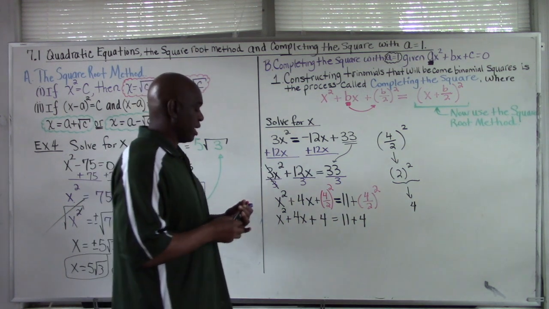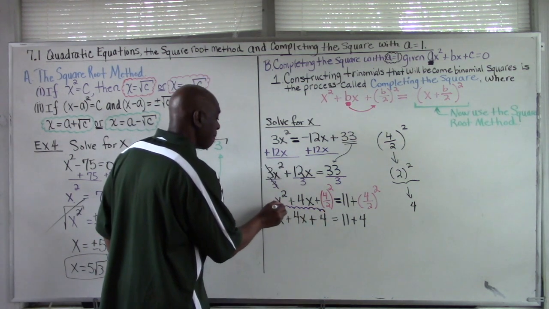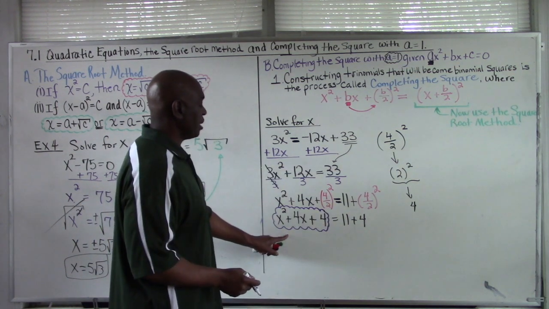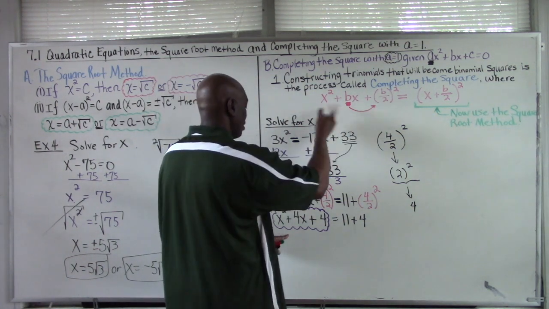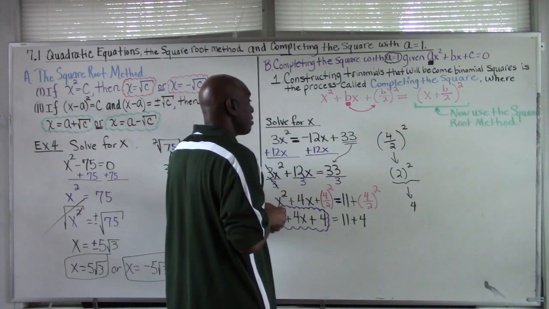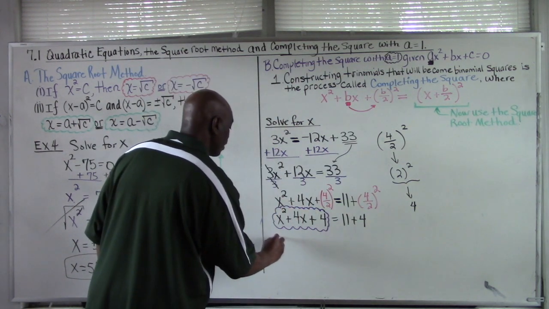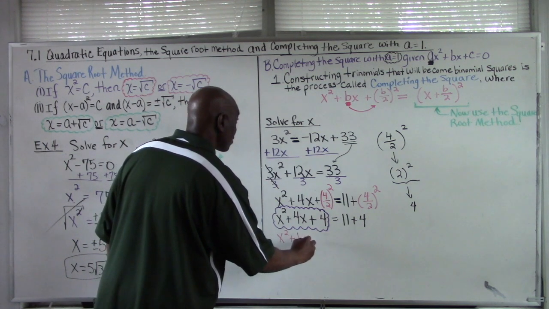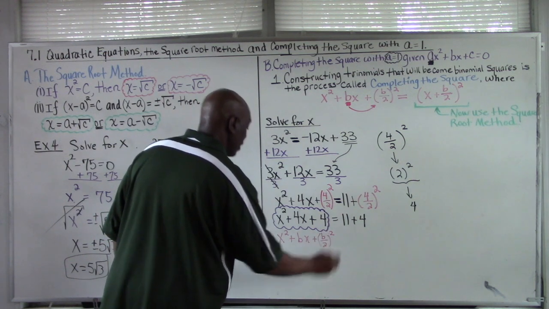You see this trinomial square? This trinomial square piece represents the red right here. That's what this is. So this is the same thing as x squared plus bx plus b divided by 2 squared.